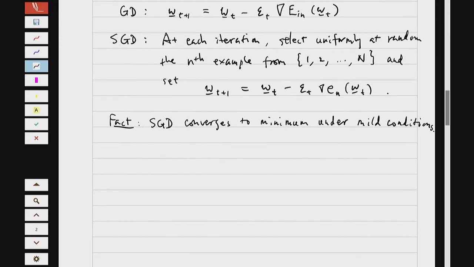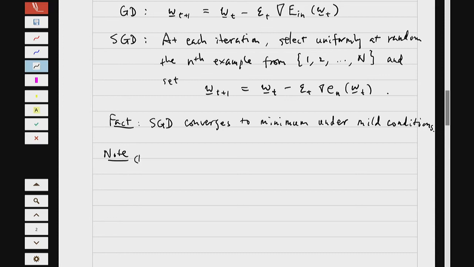So again, we don't have to worry about the proof. We also don't have to worry about a very precise statement about this. Just know that it works. Maybe one thing that we want to know as an intuition is why this is okay.